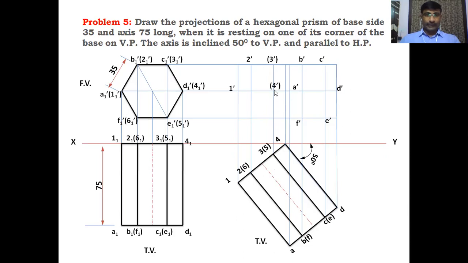And the 4 dash is also invisible, which is very far away from the viewer. When we're looking from this side, it is very far away from the viewer. So 4 is invisible. That's why I'm locating it in the bracket 4 dash. This is the 5 dash, which is also an invisible corner. And 6 dash is the visible corner, which is nearer to the observer. 6 dash is the point of intersection between 6 line and 6 dash line.